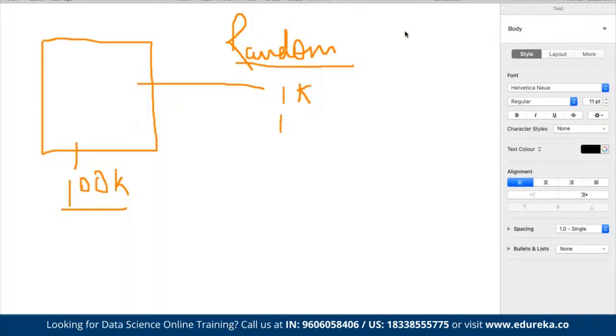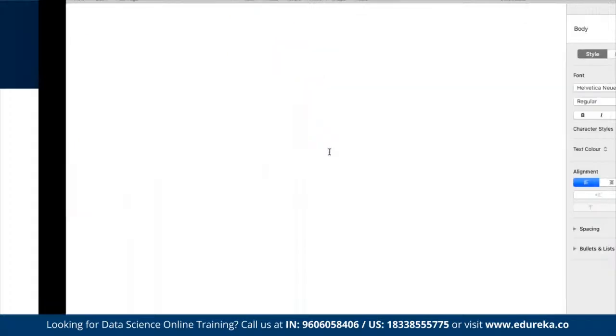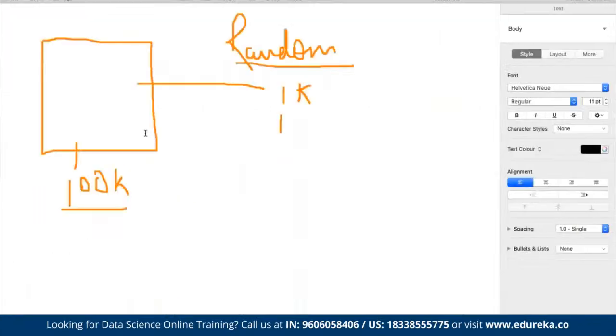So random selection is done on a complete random basis, or we can say random sampling simply refers to picking up a random data set without any kind of logic in between, right? That is what we refer to as random. Now, coming back to the concept of systematic, what happens in systematic?